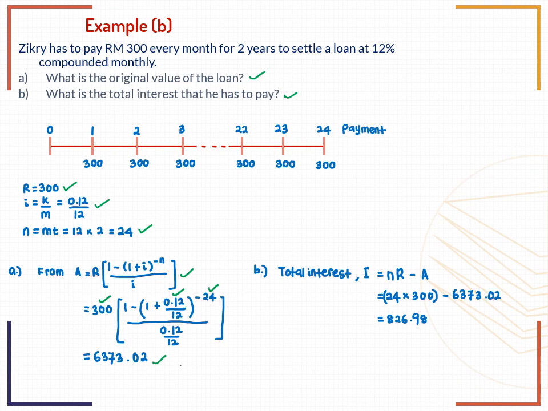The total amount of interest can be calculated by using this formula, I equal to N multiplied with R minus A, where N is equal to 24, R is 300, and A is 6,373 ringgit 2 cents. Therefore, the total interest is equal to 826 ringgit 98 cents.